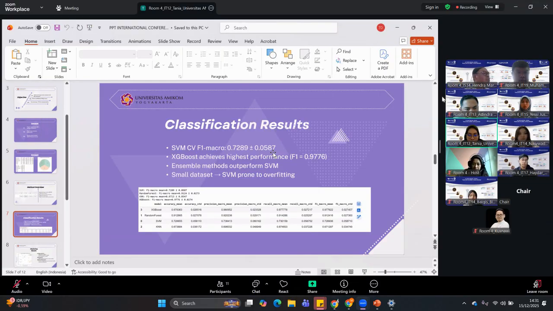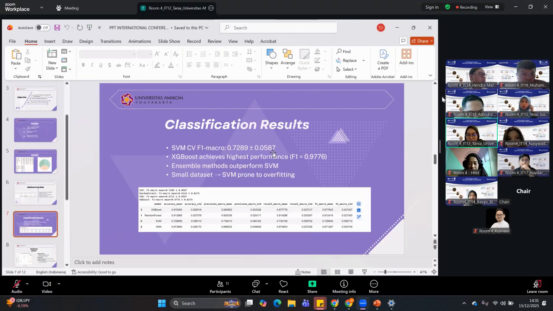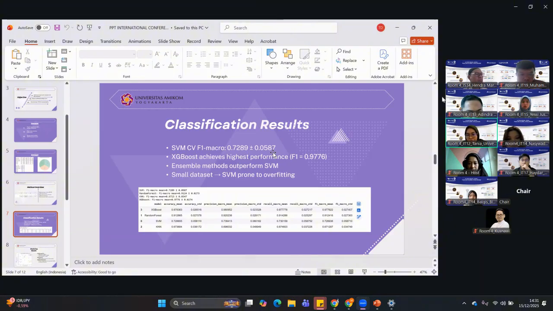SVM achieved an F1 macro score of 0.72, with a standard deviation of 0.0587. XGBoost achieved the best performance with an F1 macro score of 0.9776, which is approximately 98%. Ensemble methods like XGBoost and random forest clearly outperform SVM.